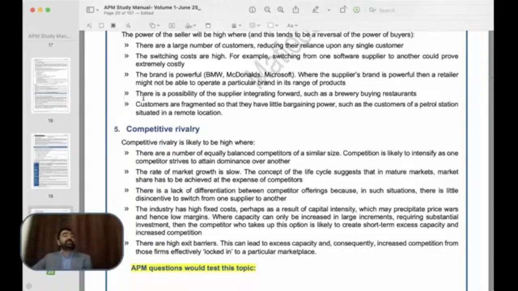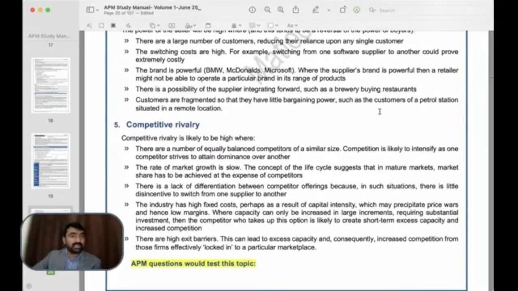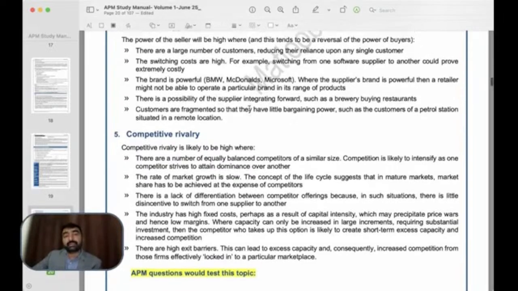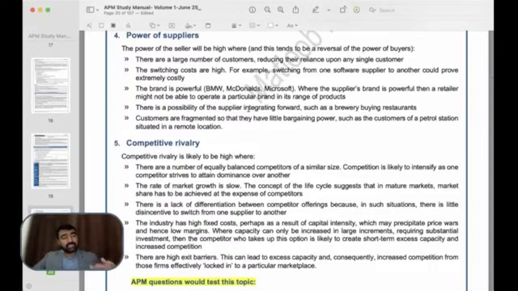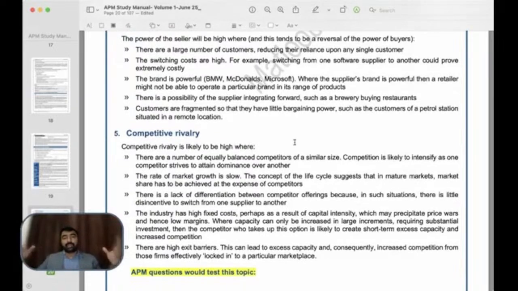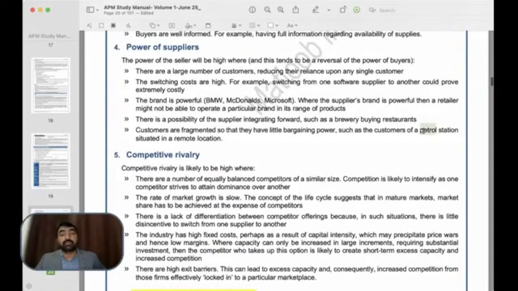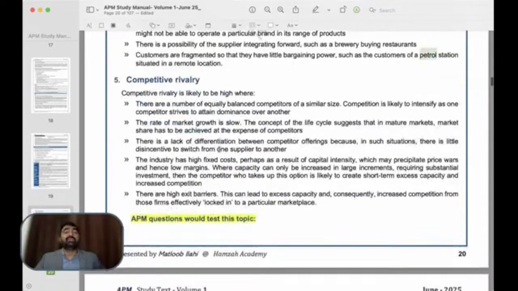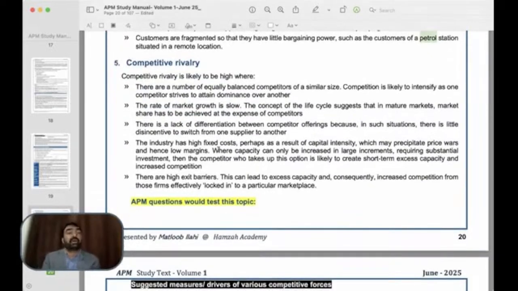Next, there's a possibility of the supplier integrating forward, such as a brewery buying restaurants. Yes, this is also possible, where suppliers find that they need to make entry into the next stage, so they would go and buy their customers. Customers are fragmented so that they have little bargaining power. Yes, fragmented means they are scattered. That would also make the case where suppliers would be powerful. For example, petrol stations.